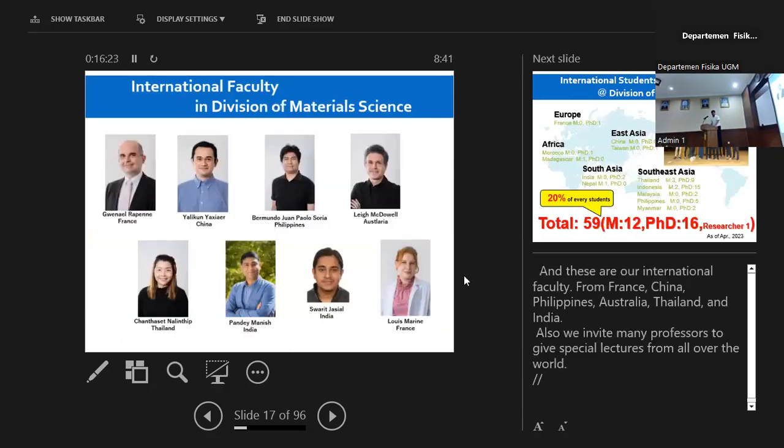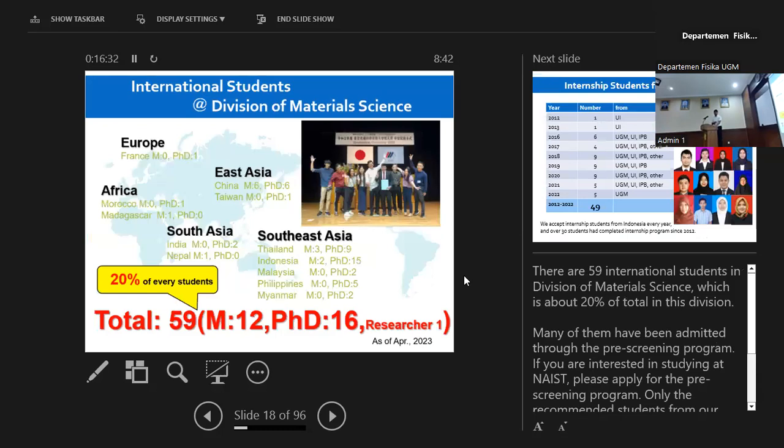In the Division of Material Science, we also have international faculty from France, China, Philippines, Australia, Thailand, and India. And international students are quite many in the Division of Material Science. During my time, it was not many, but now it's many. Around 20% of the population of the Division of Material Science are international students.